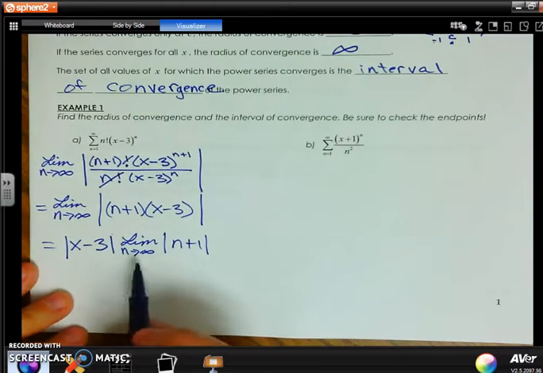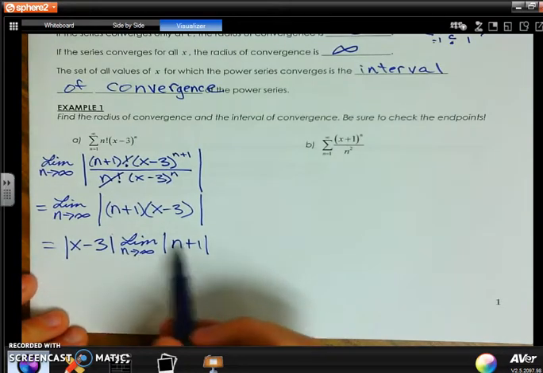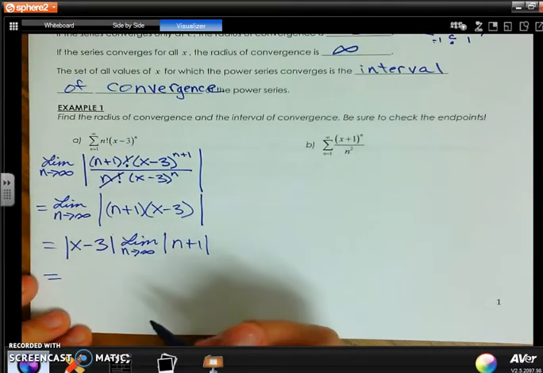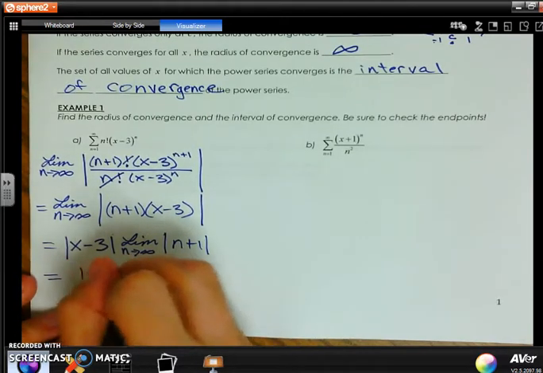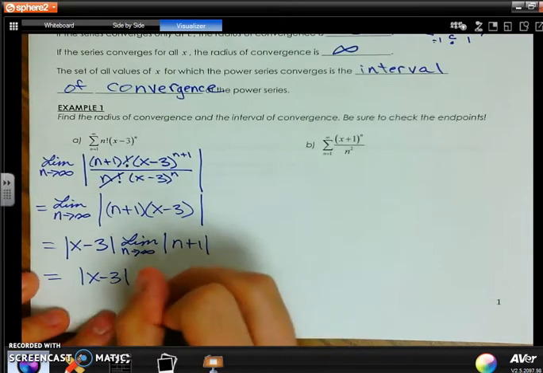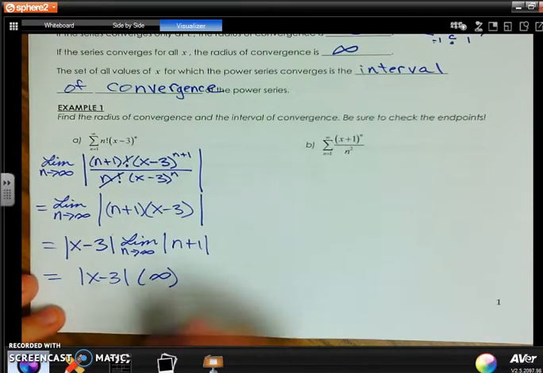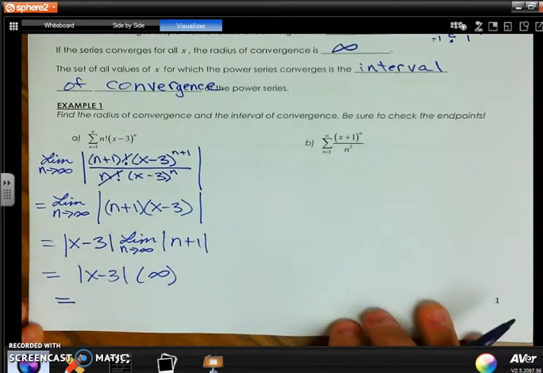Now I can take my limit there. If I plug in infinity, infinity plus 1 is an even bigger infinity. So I get infinity. And infinity times some constant equals infinity.